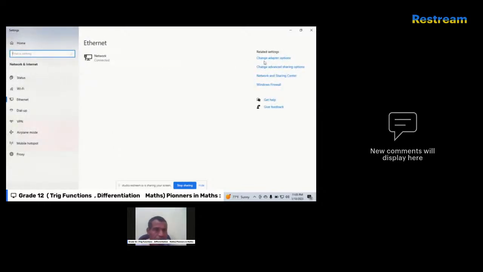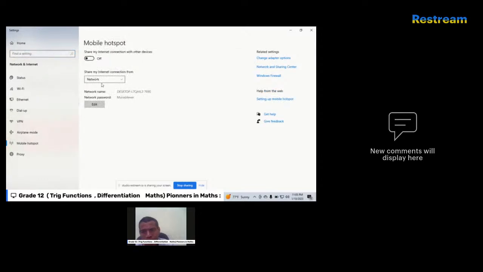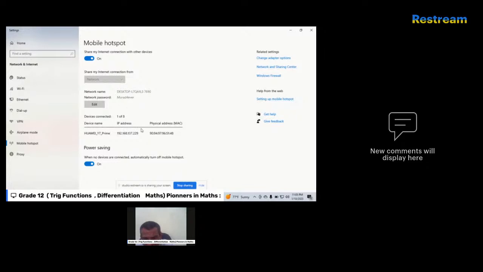Okay, I want to change this. Change adapter advanced search option making the Windows. Yes, this one. I thought yes, it works. I will change this. Share my internet. Okay, share. I found the password. When no device is connected, it turns off. Okay, connected. Okay, alhamdulillah.